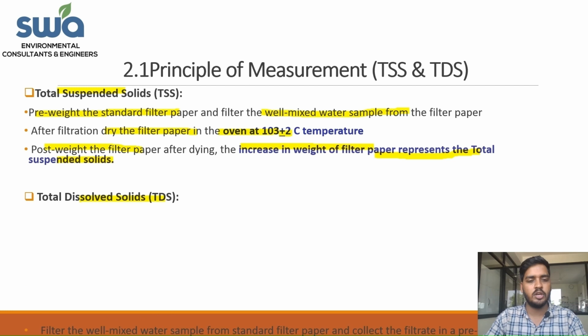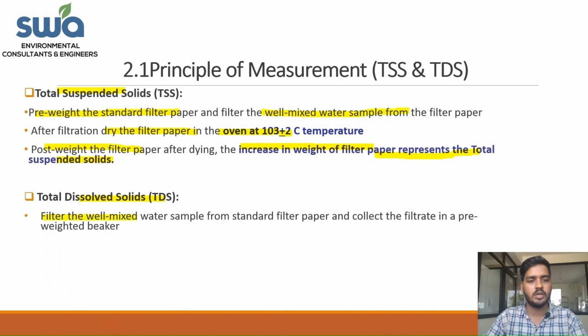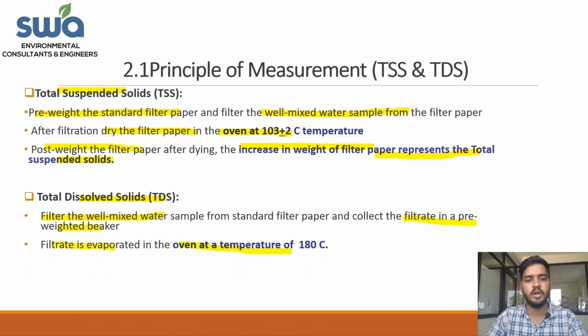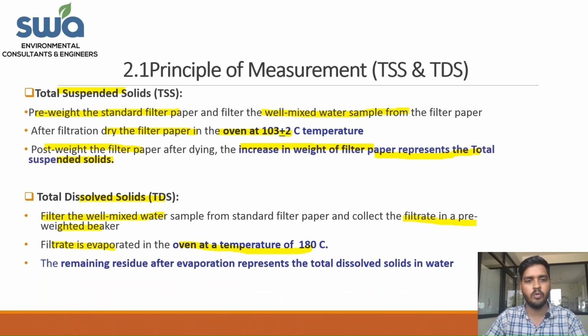The same goes for the dissolved solids, but you have to well mix the sample, filter it through standard filter paper and collect the filtrate in a pre-weighed beaker. In TSS we measure the suspension, and here in TDS we have to collect the filtrate in the already pre-weighed beaker and evaporate that filtrate in an oven at 180 degrees temperature. After the evaporation, whatever residue remains in the beaker represents the total dissolved solids. So we can get the amount of TDS by post-weighing the beaker.